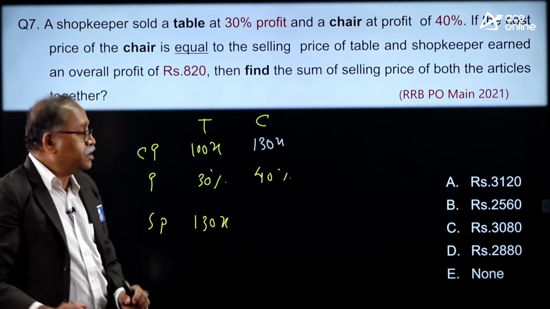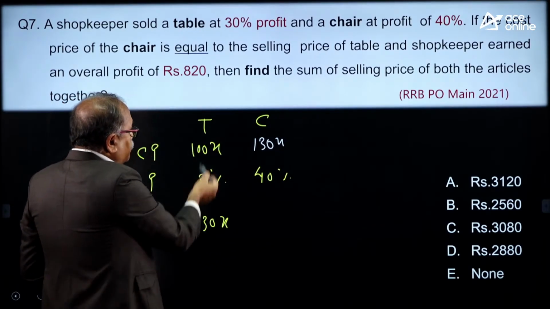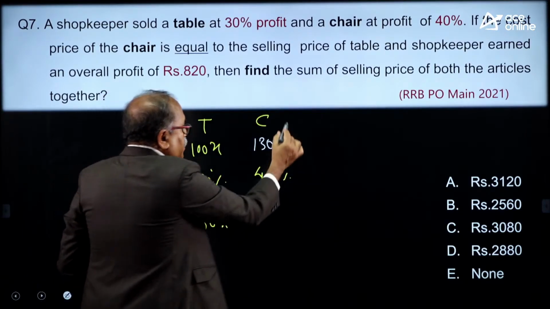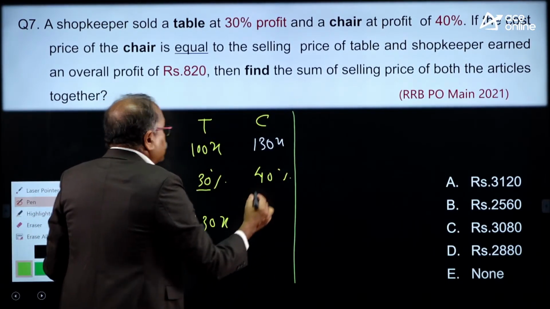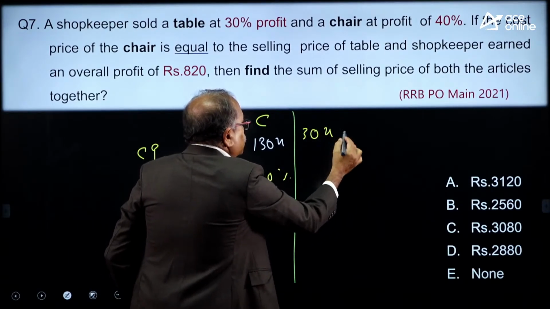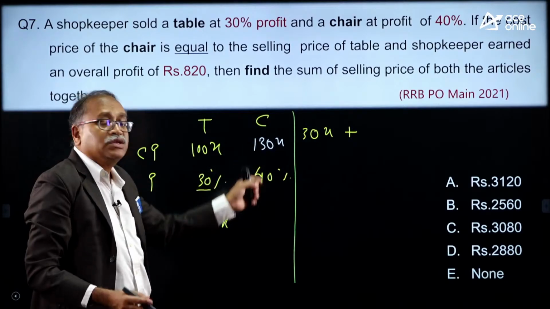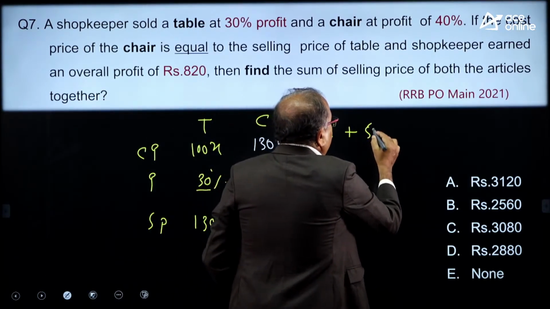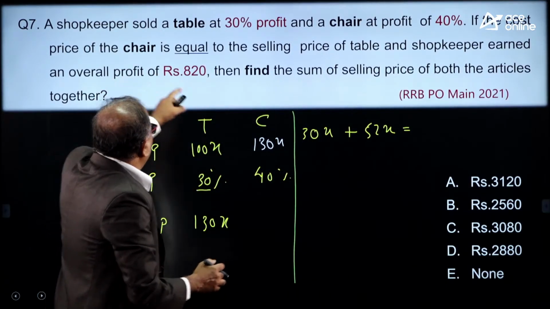So, let us look at it this way. The profit from the table is 30%, that is 30x over here. So, let me take 30x plus the profit from the chair, 40% of 130x, that is 52x. And the total profit given to us is 820.